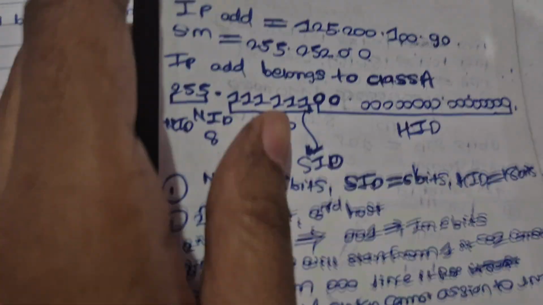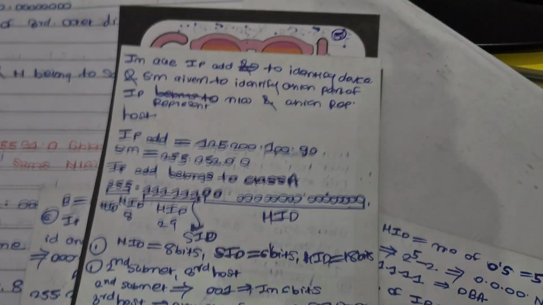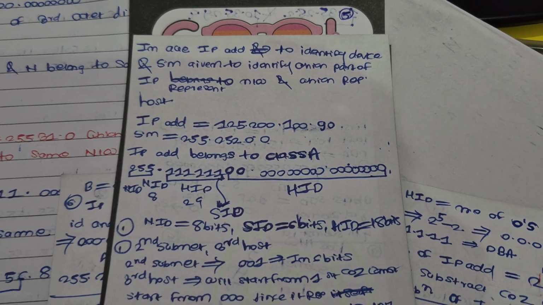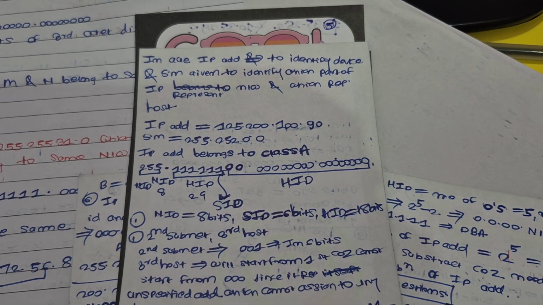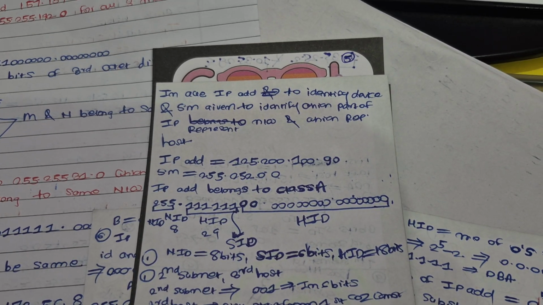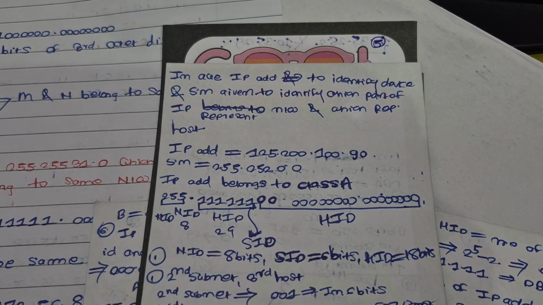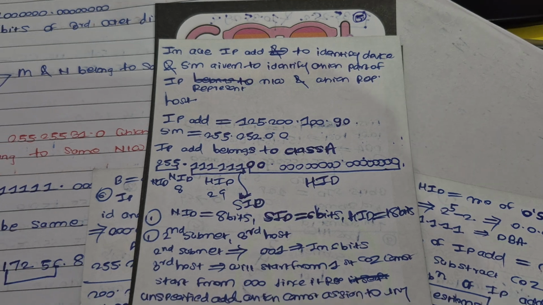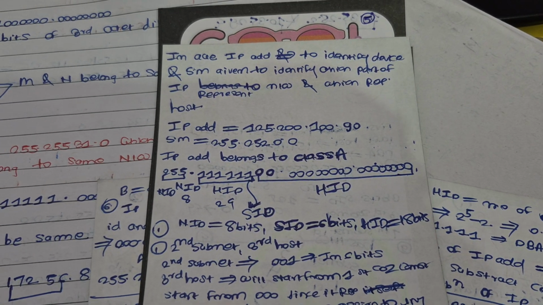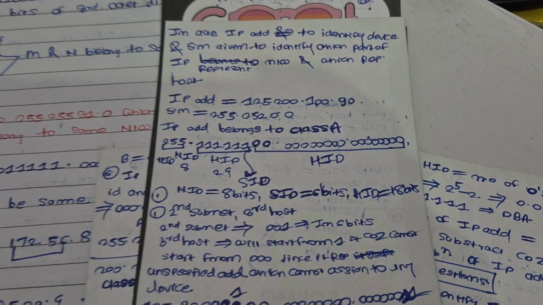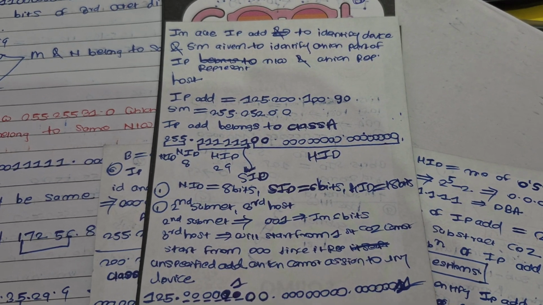Coming back to the solution, I have summarized why the IP address is given and why the subnet mask is given. The IP address is to identify a device, and the subnet mask is given to identify which part of the IP address belongs to the network and which part represents the host. That's why the IP address and subnet mask are given.